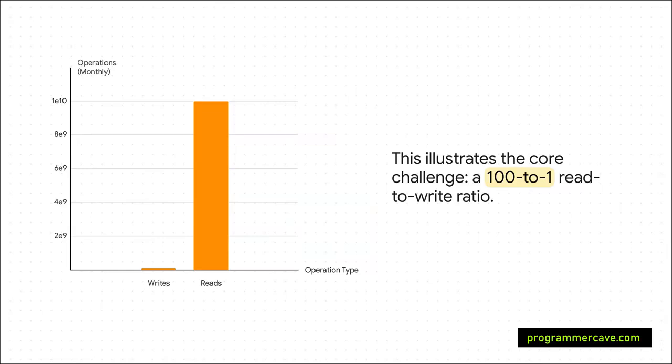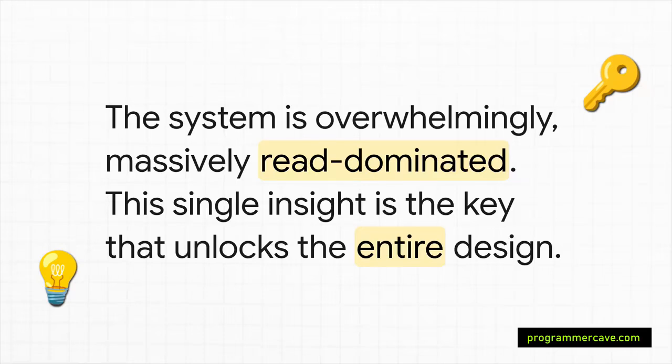And this chart, well, it says everything, doesn't it? The reads just completely dwarf the writes. We're looking at a 100-to-1 read-to-write ratio. What this tells us is that for every one time a new link is created, 100 links are getting clicked. Our system isn't balanced at all. And that brings us to the single most important insight for this entire design. This one fact is the key that unlocks the whole puzzle. Our system is massively, overwhelmingly read-dominated. Everything we do from this point forward has to be optimized for one thing: lightning-fast, high-volume reads.